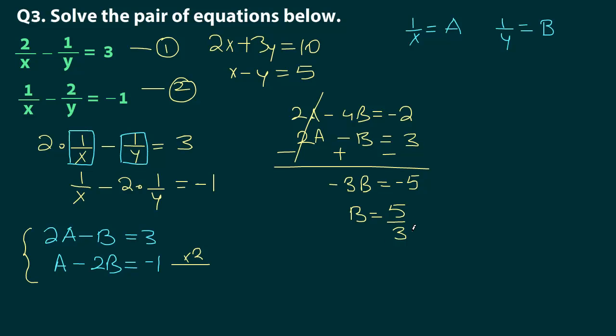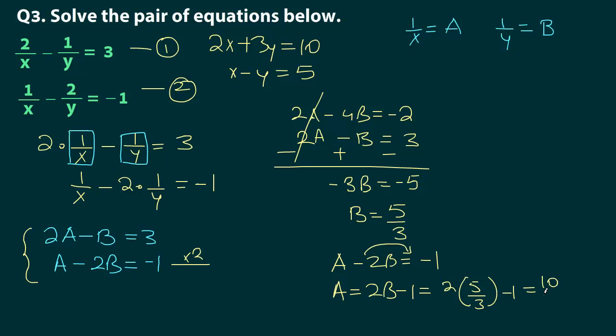Now we can take the value of b and replace it in any one of the equations to find out the value of a. So let's say we replace the value of b here and find out the value of a. So here a minus 2b equals minus 1, or a is equal to 2b minus 1, because the term on the other side will become plus 2b. Now 2 times b is 5 divided by 3 minus 1.